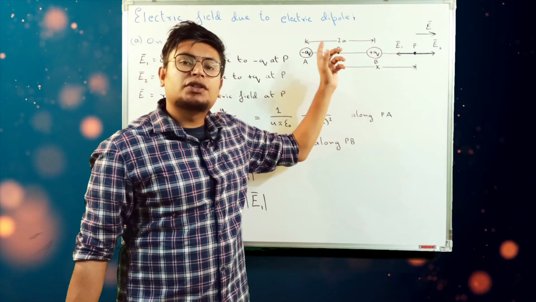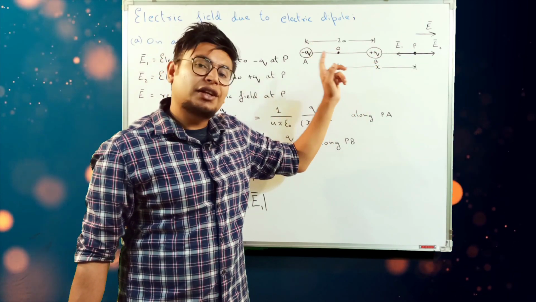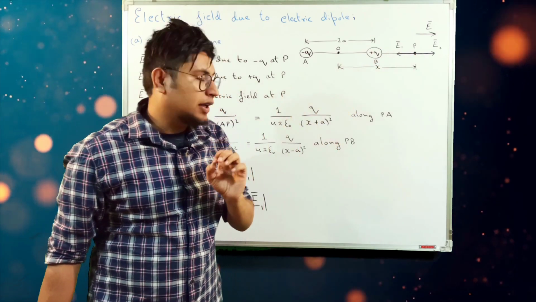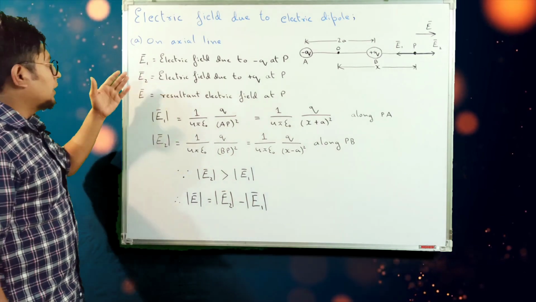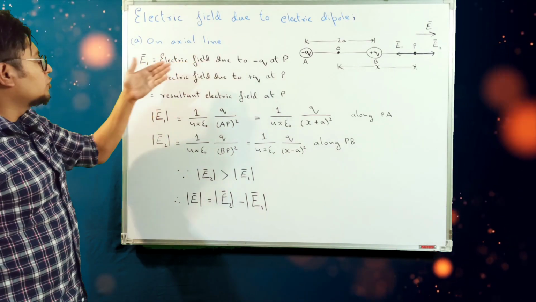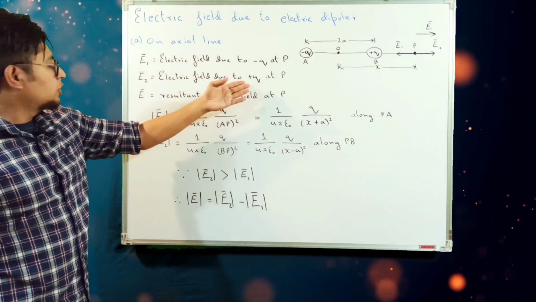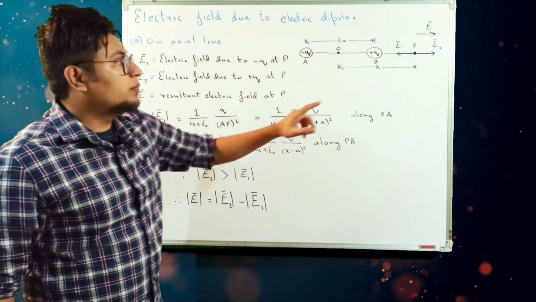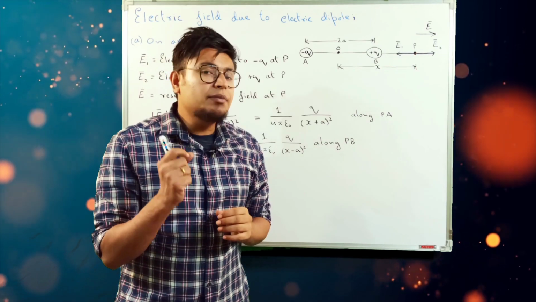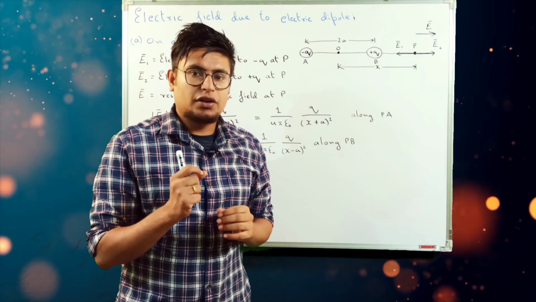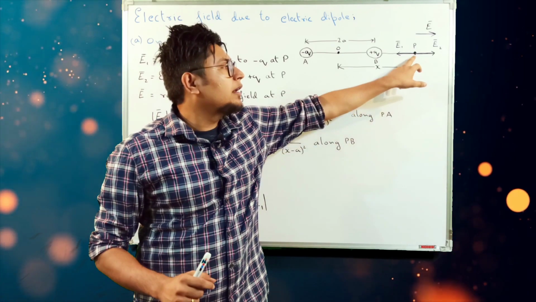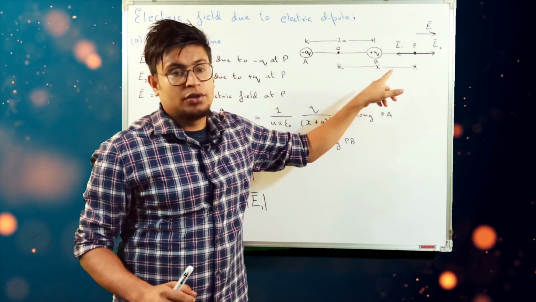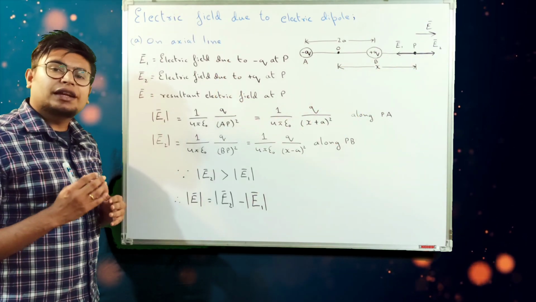So this is the picture of the electric field at a particular point due to a dipole in the case of the axial line. E1 is the electric field due to minus q, E2 is the electric field due to plus q, and E is the resultant electric field at point P. Here E means the resultant electric field that you are going to find at point P due to both the charges.